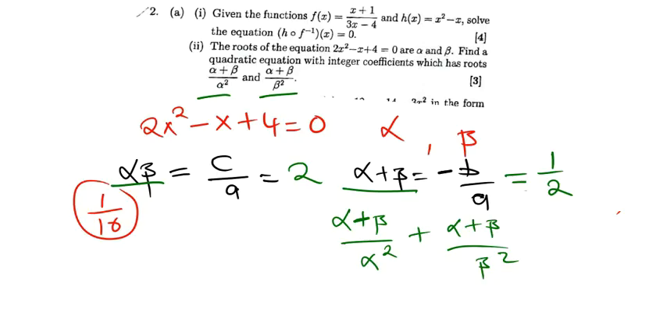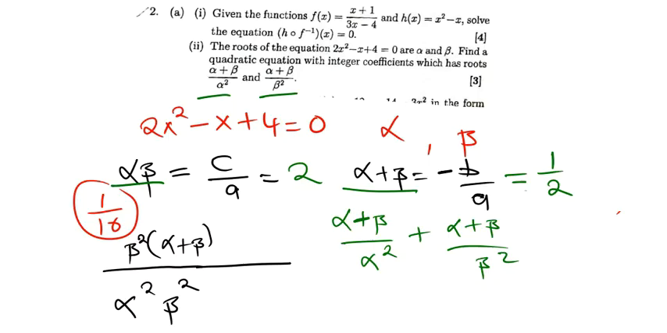Let me just write that better. So we have alpha squared, and then beta squared, when they multiply. Divide by this, it will give us beta squared times what's on top, so that will be beta squared multiplied by alpha plus beta, and then plus, if you divide by beta squared, you're going to have alpha squared multiplied by alpha plus beta as well. Okay, so this is the addition.